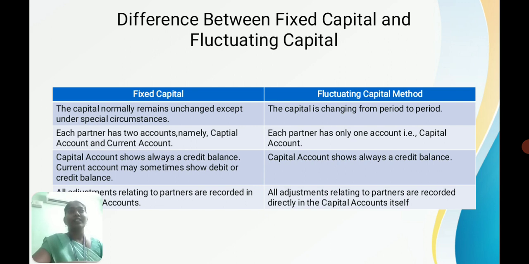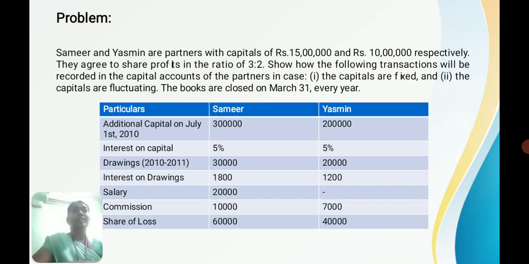But in case of fluctuating capital, all the adjustment entries are recorded in the partner's capital account itself. So these are all the major four differences between fixed capital and fluctuating capital method. Next we will see the problem in fixed and fluctuating capital.